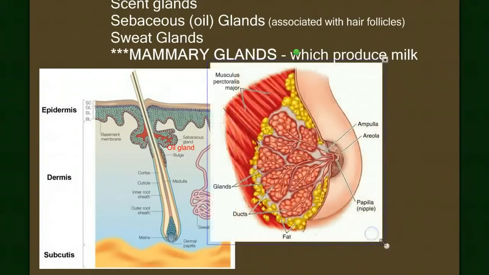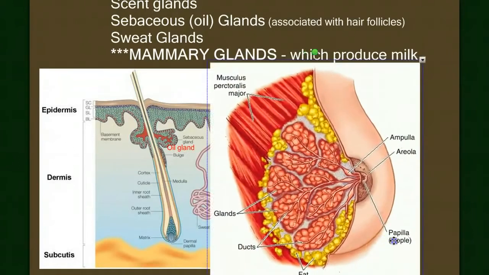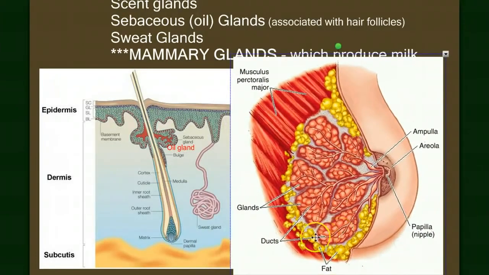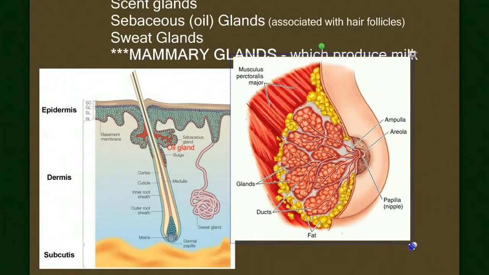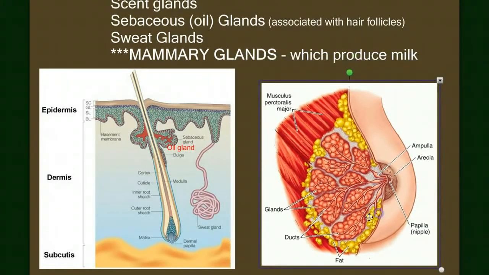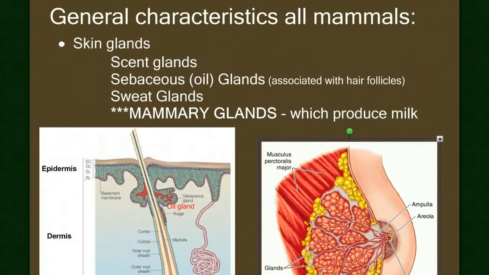Obviously, the mammary glands are uniquely mammalian. That's where the name comes from. These glands in the skin produce milk, which can then be secreted out of the body to nourish the young. Both male and female mammals have mammary glands, but it's just in females where the hormone levels are at such a level that these glands are active and produce the milk.